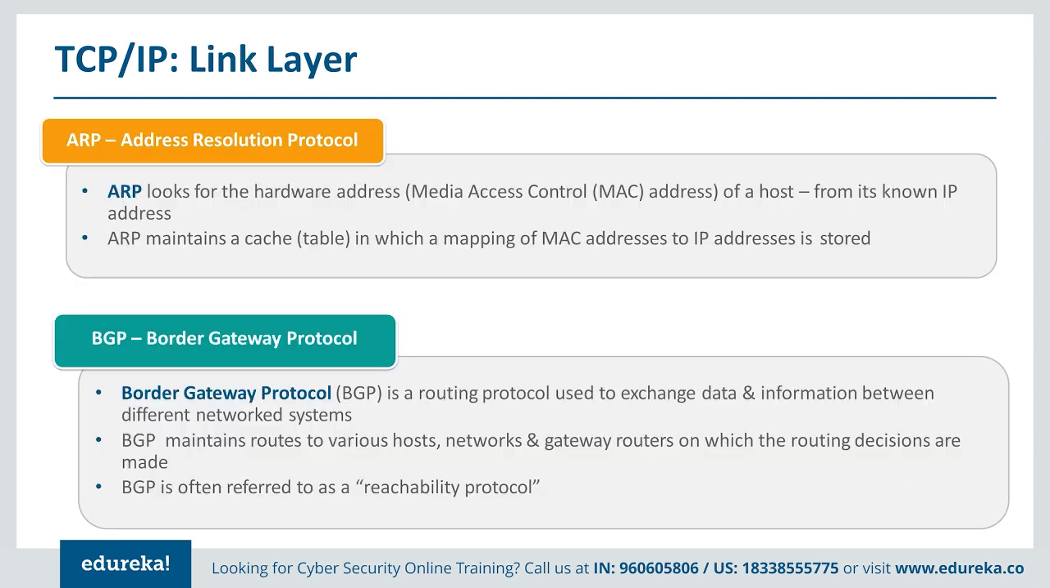The ARP, address resolution protocol, is one of the protocols used to identify network devices and get them registered on a network. BGP is border gateway protocol. It's simply a routing protocol between networks. BGP is highly used.